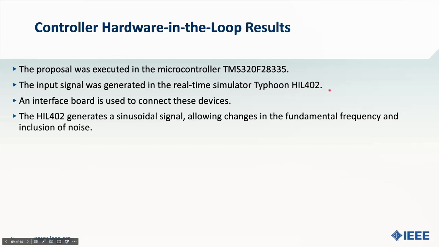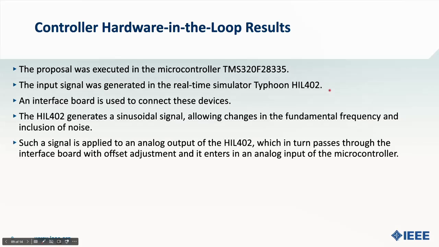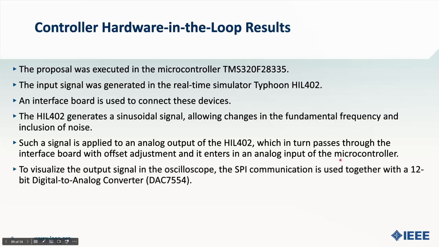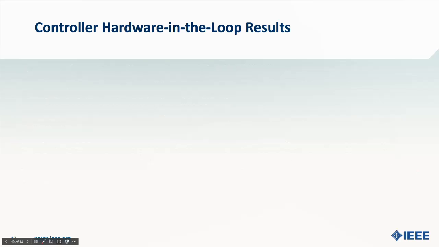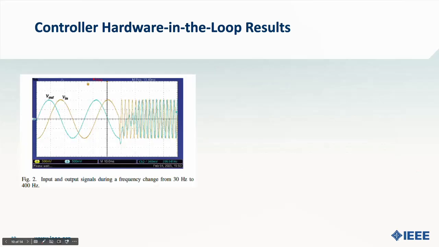Then an interface board is used to connect these devices, and the hardware in the loop generates the sinusoidal signal, allowing me to change the fundamental frequency and include noise. Such a signal is applied to an analog output of the 402, which in turn passes through the interface board with offset adjustment, and enters the analog input of the microcontroller. To visualize internal variables of the microcontroller, I'm using a digital to analog converter, a 12-bit converter, so I can measure any variable within the microcontroller in the oscilloscope. That's the reason I'm showing you results collected in the oscilloscope.